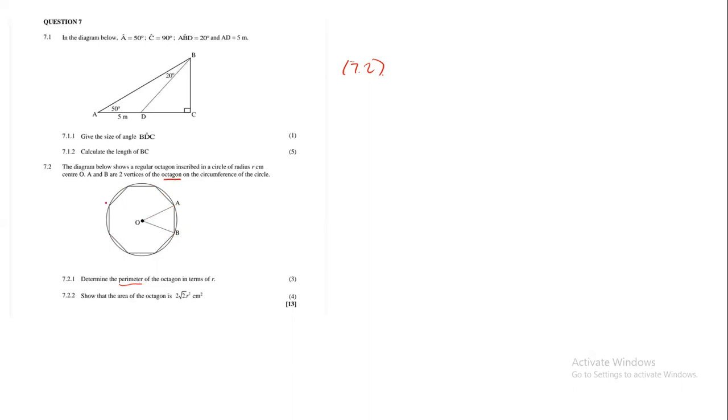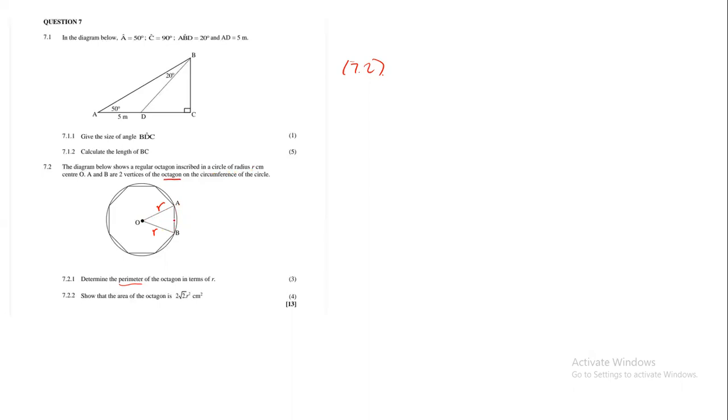Now remember, the statement says the diagram below shows a regular octagon inscribed in a circle with radius R. So the line from the center to the circumference of the circle is the radius. Here we have a radius, and on the other side we also have a radius. Now, if we want to determine AB, the triangle does not have a 90 degree angle in it.